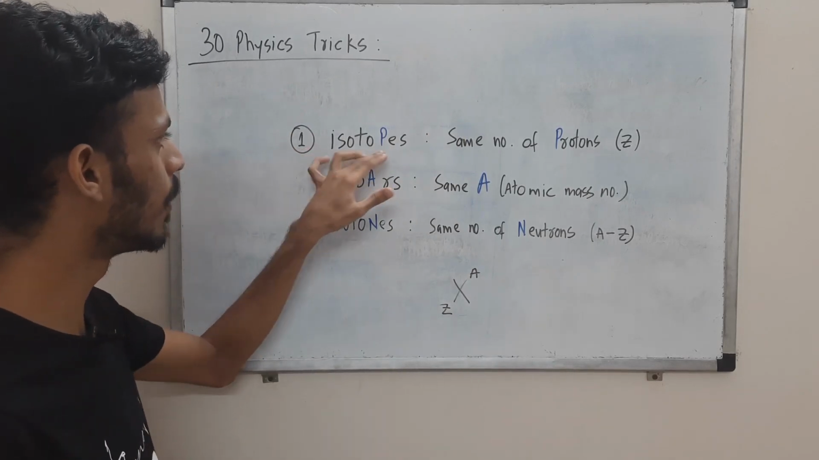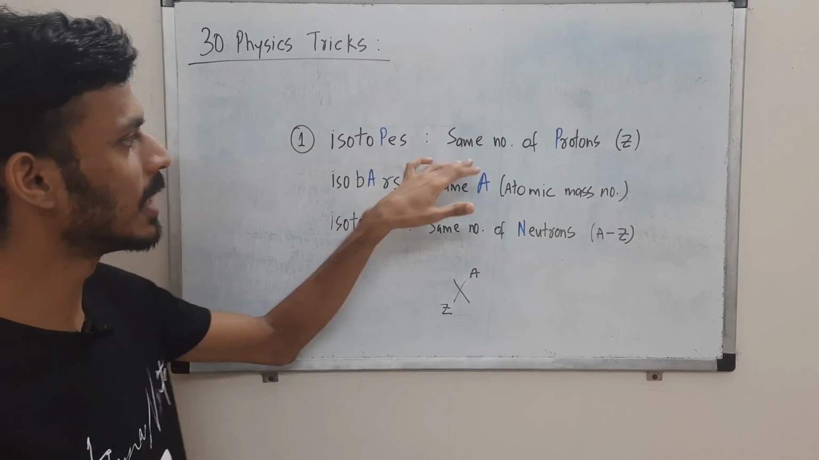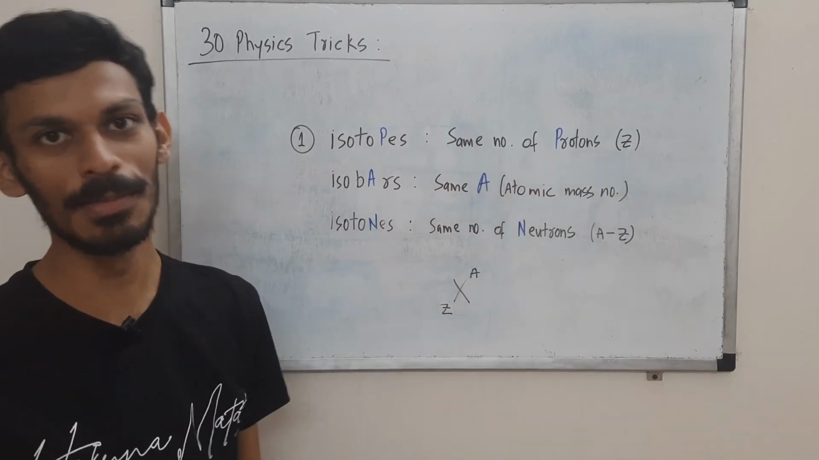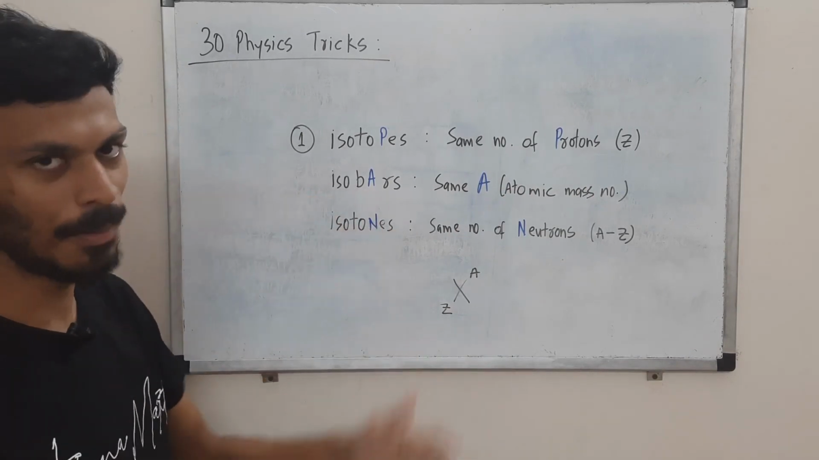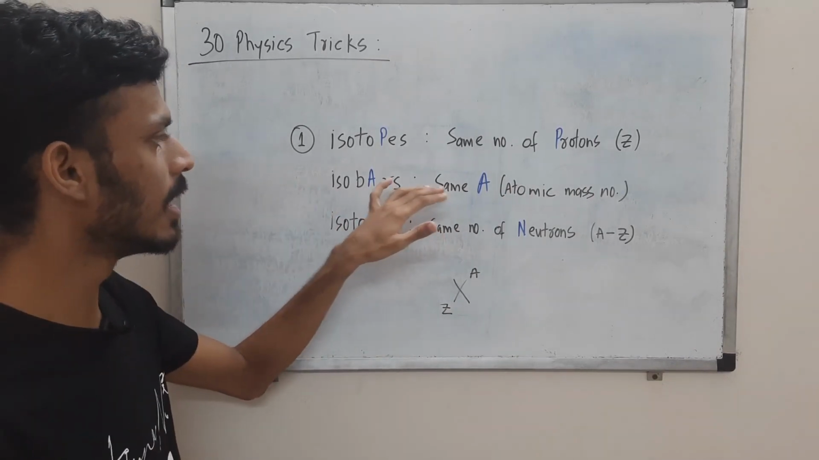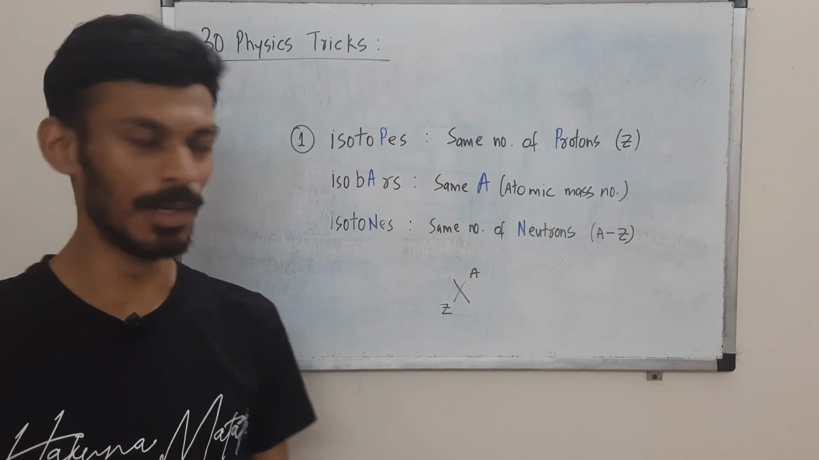Here you can remember that it has a P in it, which means same number of protons, or same Z number. Similarly isobars, you can remember this A, make it capital so that you remember it is same A, same atomic mass number, same A.